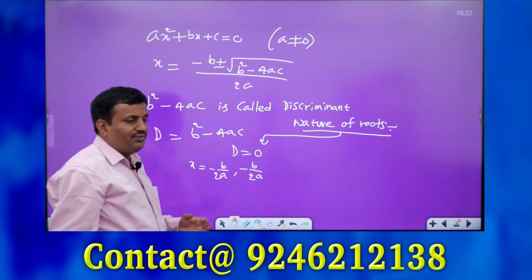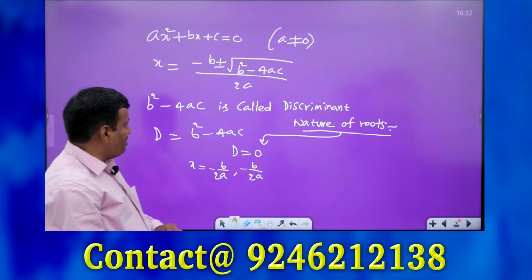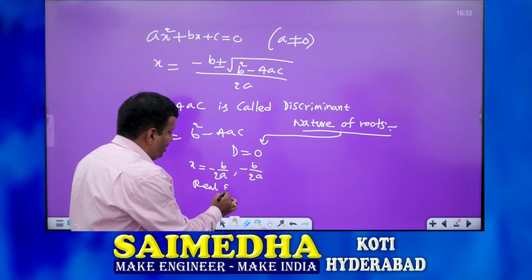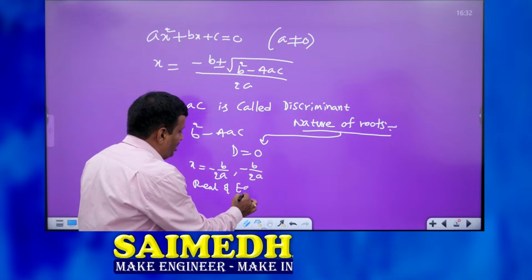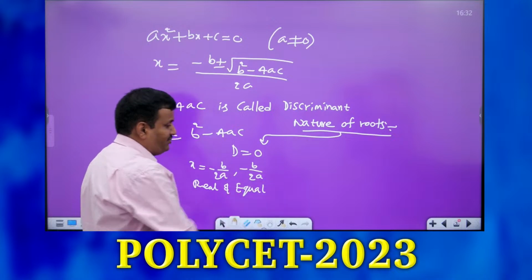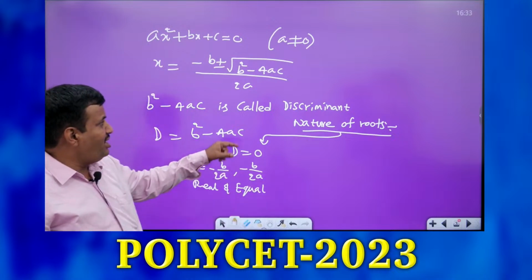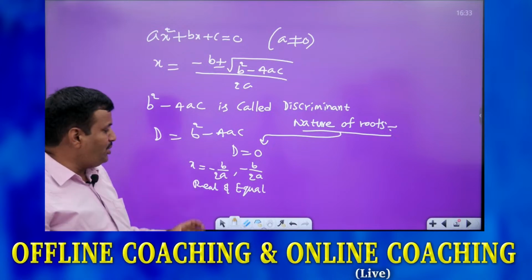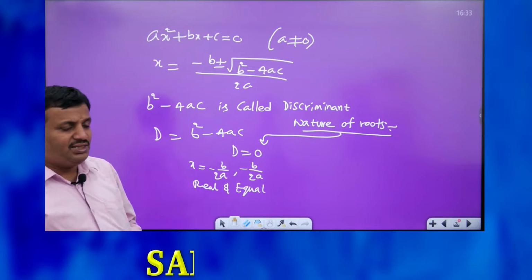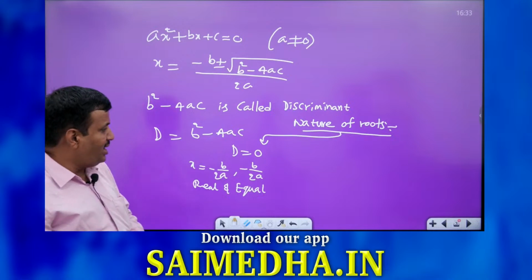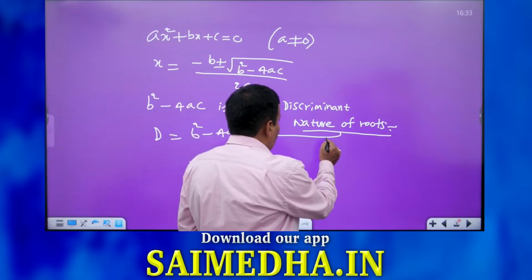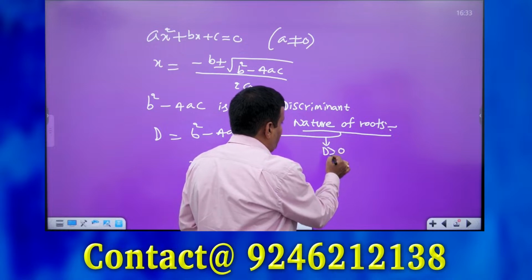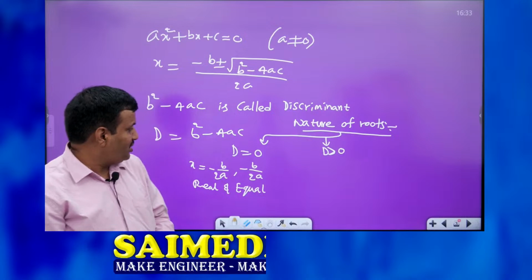What is the nature of the roots here? Minus b by 2a, minus b by 2a. Roots are real and equal. That's very important. If the discriminant is 0, the two roots are minus b by 2a, minus b by 2a. The nature of the roots: real and equal. If the discriminant is greater than 0, then what is the nature of the roots here?